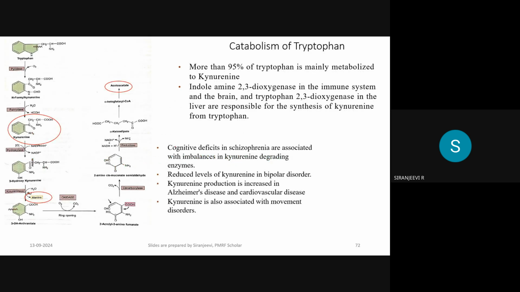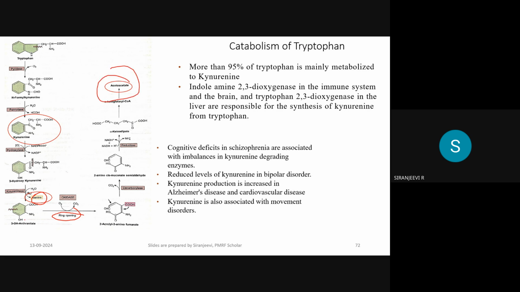So the catabolism of tryptophan: the tryptophan will be converted to N-formyl kynurenine by the presence of pyrrolase. Again, the N-formyl kynurenine will be converted to kynurenine by the action of formylase. And again, the kynurenine will be converted to 3-hydroxykynurenine. Then the 3-hydroxykynurenine will leave the alanine here, and then 3-hydroxyanthranilate will be synthesized. Then the ring opening will happen by the presence of an oxidase. After the ring opens, aminocarboxymuconate semialdehyde will be formed. Then again a decarboxylase reaction, and finally it forms acetoacetate.